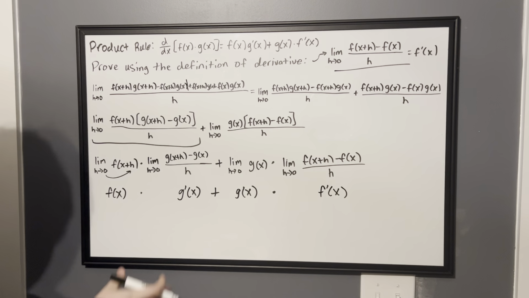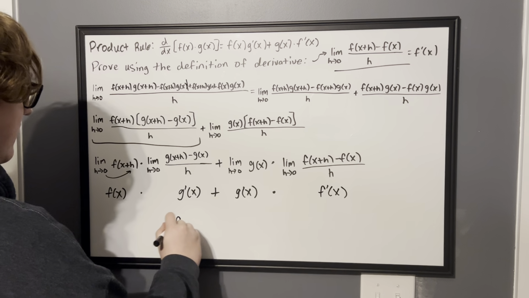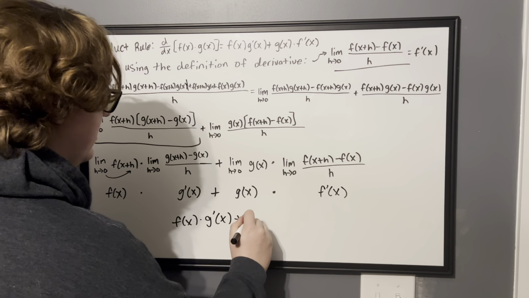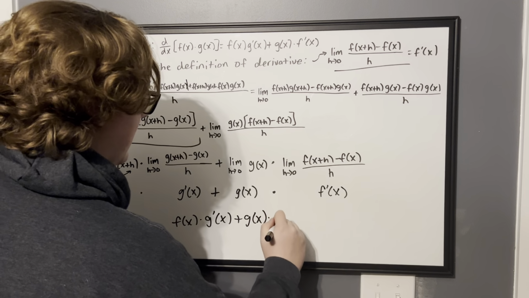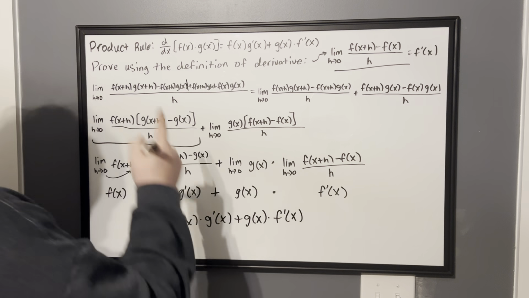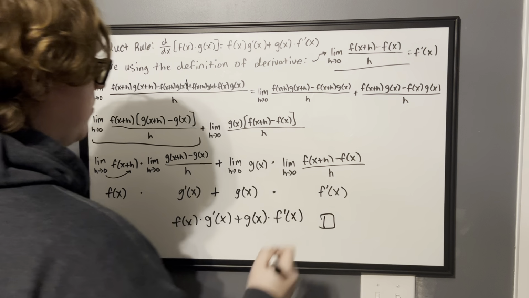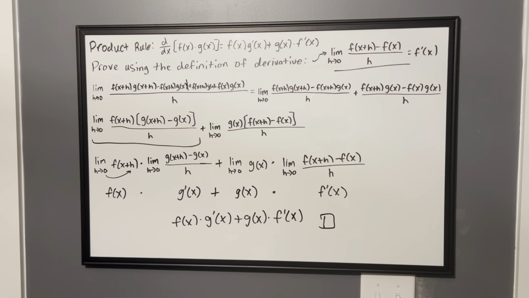And that's it. We can go ahead and condense this a little bit into f of x times g prime of x plus g of x times f prime of x. And that is exactly the product rule for derivatives. So we have completed our proof of the product rule.